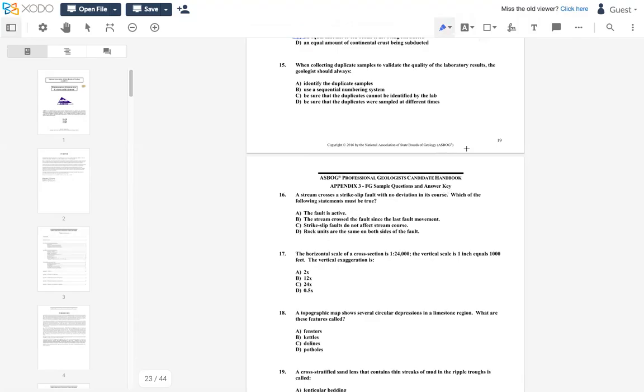When collecting duplicate samples to validate the quality of laboratory results, the geologist should always identify the duplicate samples, use a sequential numbering system, be sure that the duplicates cannot be identified by the lab, or be sure that the duplicates were sampled at different times. So depending on what your laboratory investigation is, I feel like this could vary a little bit, but you don't really have to use a sequential numbering system.